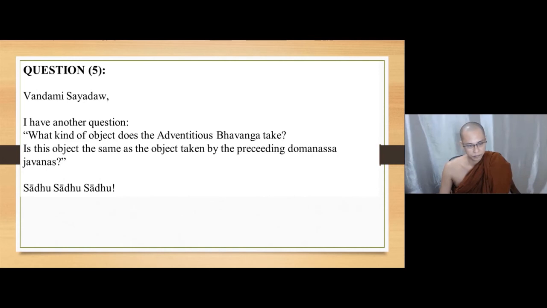Venerable Sir, I have another question. What kind of object does the advantageous Bhavanga take? Is this object the same as the object taken by the preceding Domanassa Javanas? Sadhu, sadhu, sadhu. Regarding the second part of this question, it is not the same, because if it were the same, we could name it Tadarammana. But because it is not the same as the preceding Domanassa Javana's object, it is not Tadarammana, it is called the Bhavanga. For the advantageous Bhavanga, as I mentioned in the slide, it takes any familiar sense sphere object. Familiar means that it was taken many times.